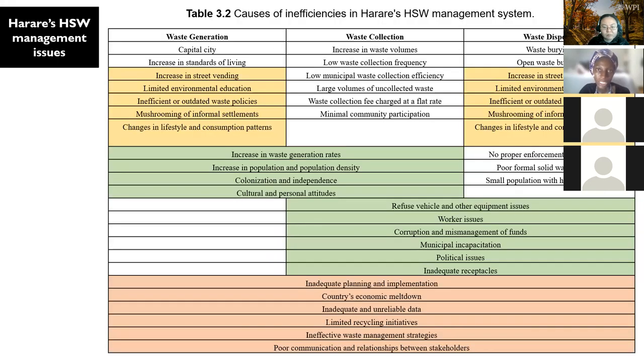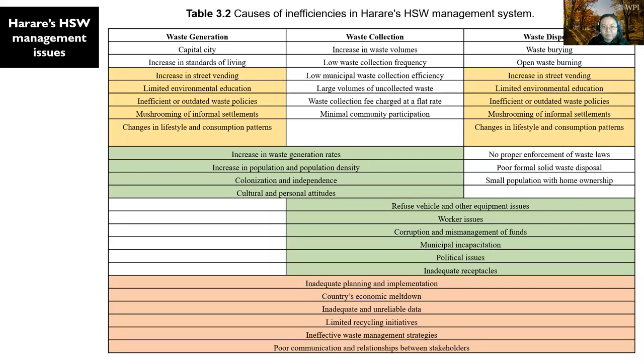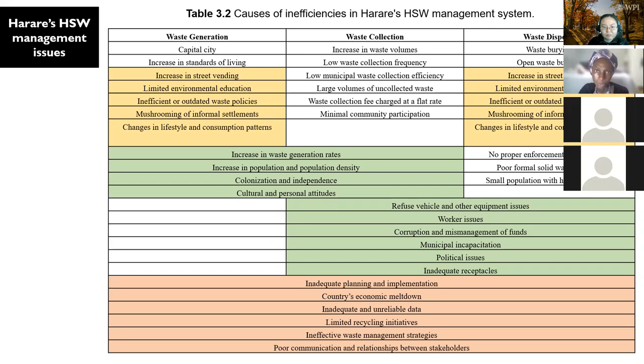Next, we also tried to categorize these issues by which part of the waste management system they affect. For example, under waste generation, Harare is the capital city of Zimbabwe, and when it comes to a capital city, that is where most economic activities occur, which attracts population. So that's why we listed this as one of the issues: the capital city is prone to many problems, and it would need a greater capacity to handle the population that it attracts.